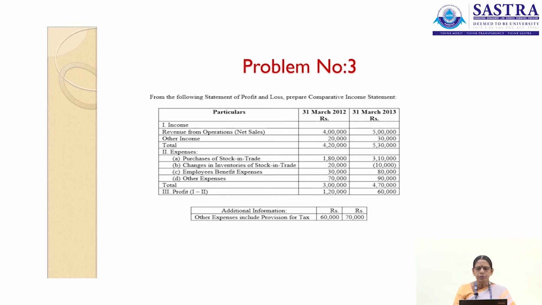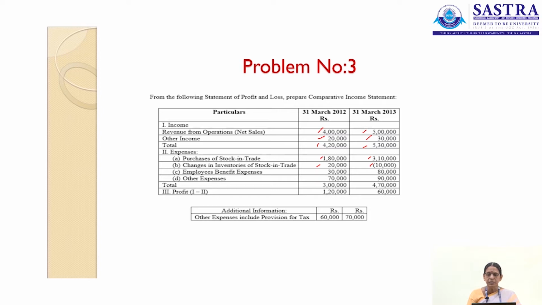From the following statement of profit and loss, prepare a comparative income statement. We have income, revenue from operations 4 lakhs in 2012, then 5 lakhs in 2013. Other incomes 20,000, 30,000. Total of your incomes 4,20,000 and 5,30,000 in 2013. Expenses include purchases, changes in the inventories, employee benefit expenses and other expenses. Purchases is 1,80,000 in 2012, 3,10,000 in 2013. Changes in the inventories of stock in trade, it is 20,000. Then it is put in bracket, that is 10,000, 2013.